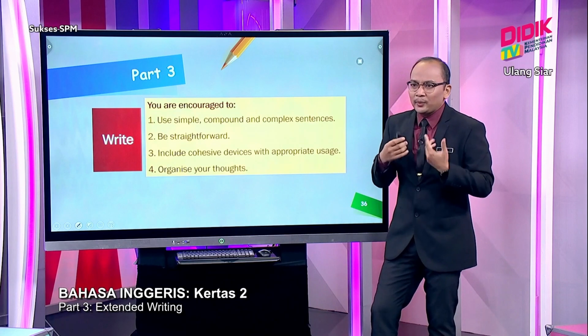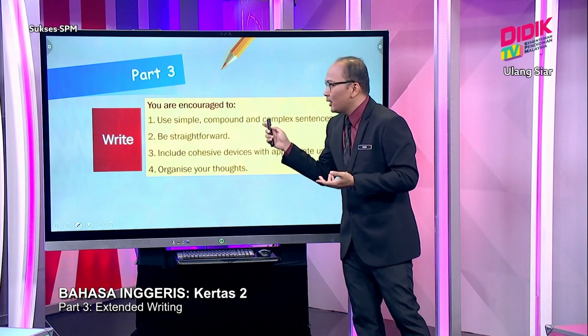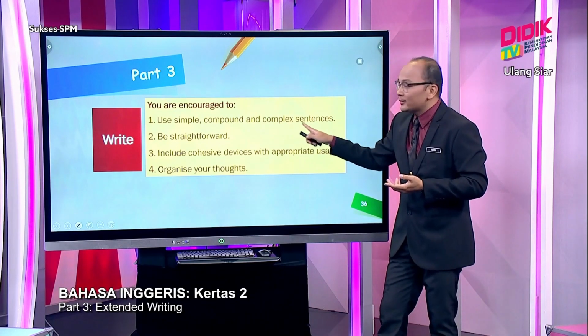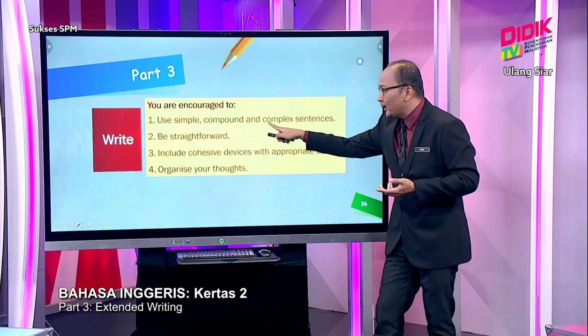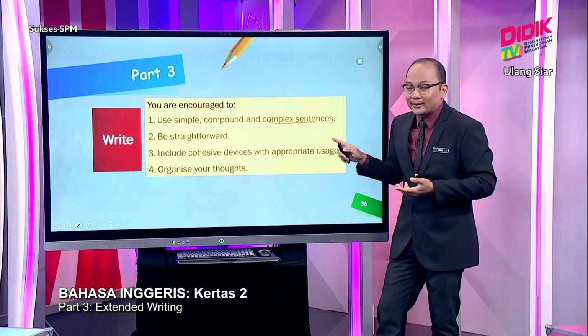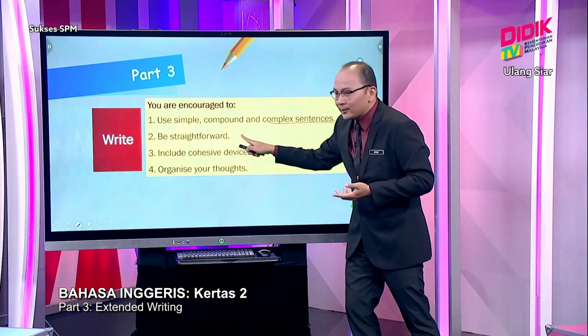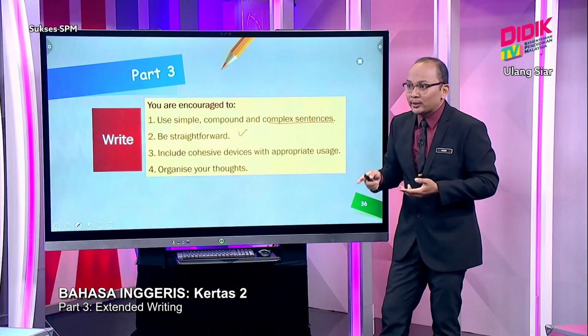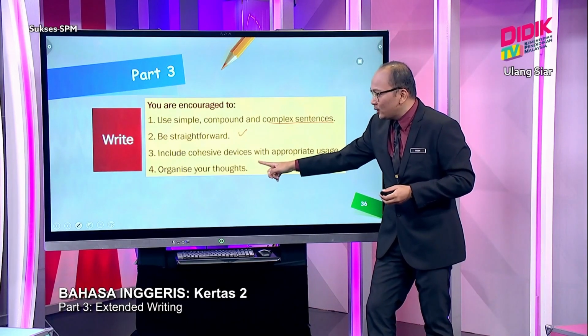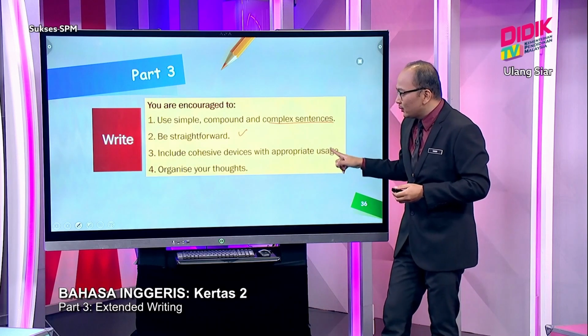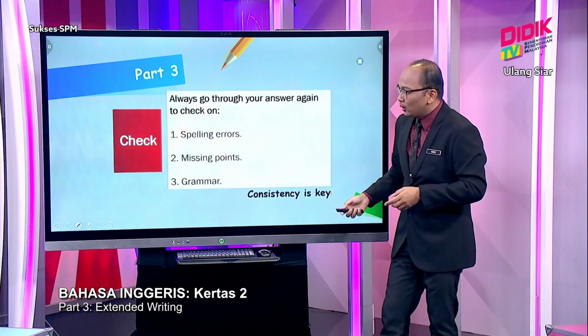Okay. So when we are writing, you are encouraged to use simple, compound, and complex sentences. This is a must for you to put inside your writing for part 3. Must have complex sentences. Be straightforward still because we don't want to beat around the bush. Yes, you can put in explanation and whatnot, which is very important. Include cohesive devices with appropriate usage and organize your thoughts.